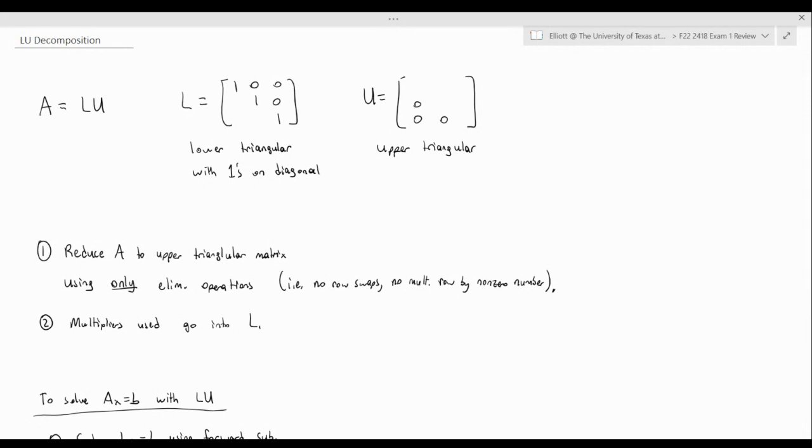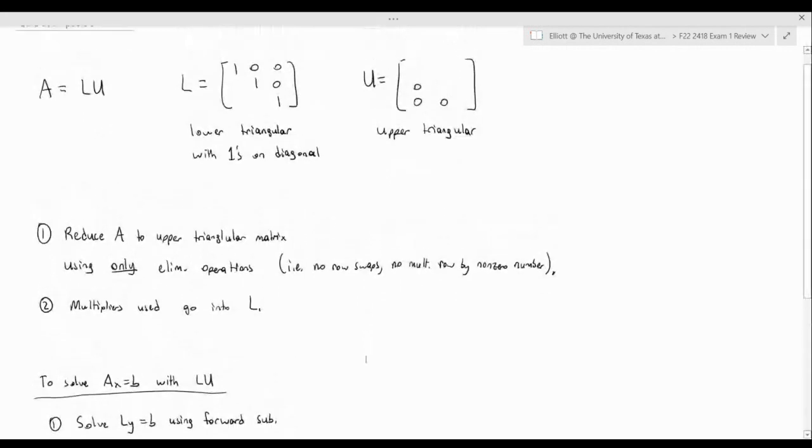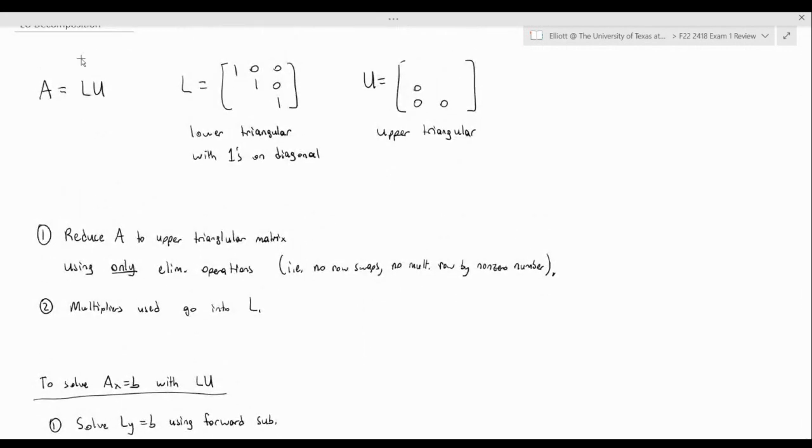To find the LU decomposition, you want to reduce A to an upper triangular matrix. And here, this is kind of important. You're going to reduce A to an upper triangular matrix using only elimination type of operations, meaning you can't do any row swaps and you can't multiply a row by a non-zero number either, okay? That's going to give you the upper triangular matrix U, and then the multipliers that you used in your row operations will go into the matrix L, into these entries, okay?